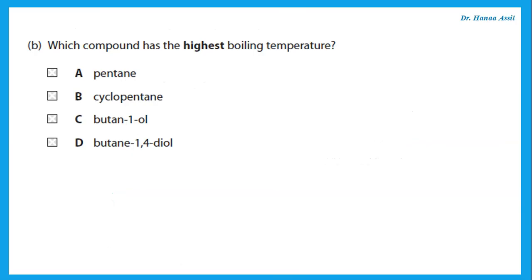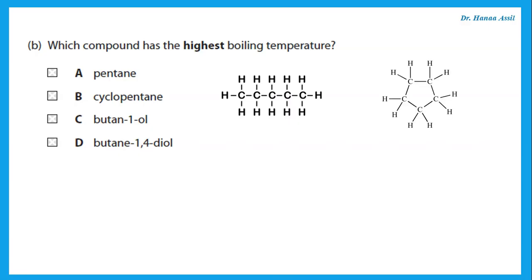Which compound again has the highest boiling temperature? Again, what are we comparing between? Pentane has 5 carbons. Cyclopentane again has 5 carbons, but this is the cyclic form, so it is just like branching. So it will have a lower boiling point than the straight chain. So between pentane and cyclopentane, pentane would be higher.